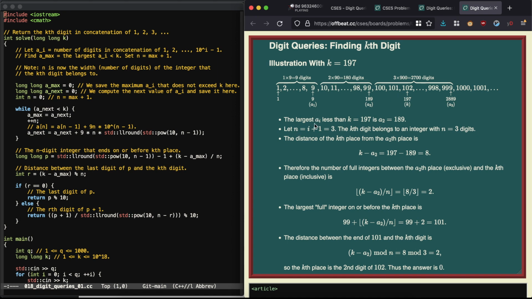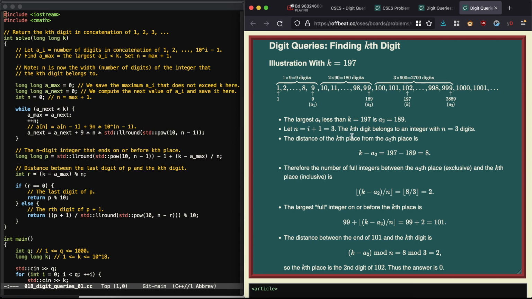This notation is slightly loose. I'm not trying to make it too formal. So let us say the largest Ai that we have found is this. Then we automatically know that our solution integer, the integer that will lead to a solution, is going to be a 3-digit integer. So that's what I'm expressing here, n equals 3. The kth digit belongs to an integer with n equals 3 digits.